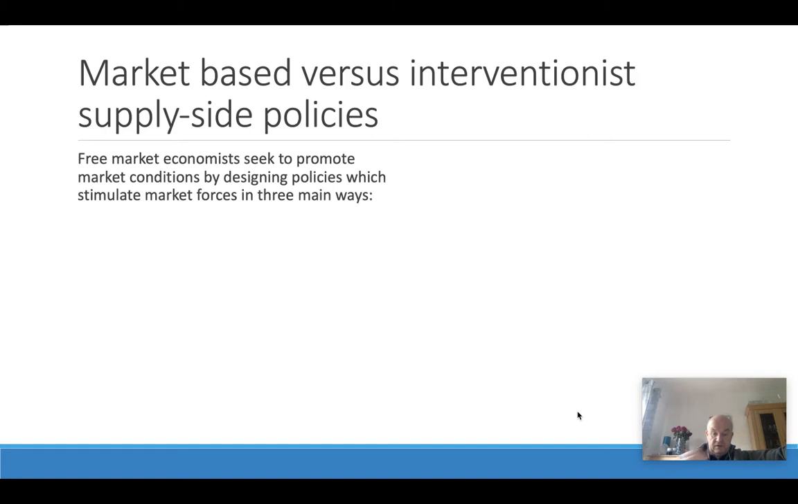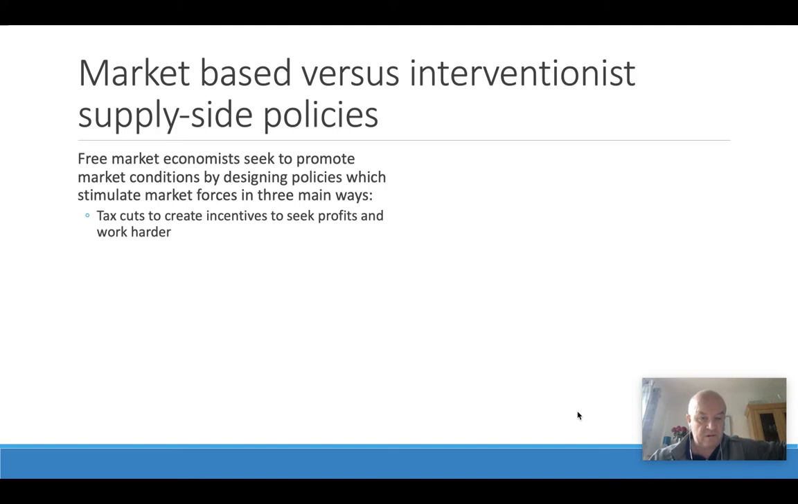So let's take a look at how we can compare these two. It's only one slide, but there's a number of points that we're going to take a look at. So the argument, in terms of the free market economist view, is to try to promote market conditions by designing policies that will stimulate market forces to hopefully improve the allocation of resources. And three main ways. One is tax cuts to create incentives to seek profits and to work harder.